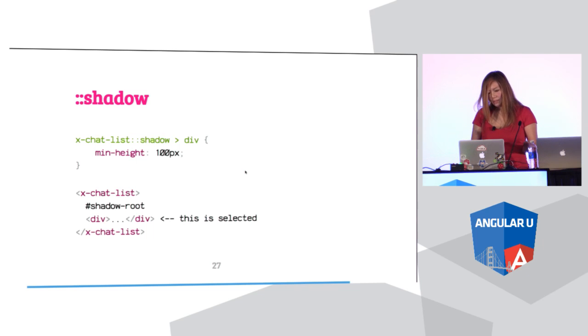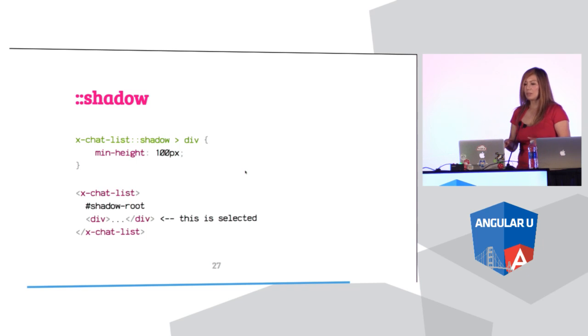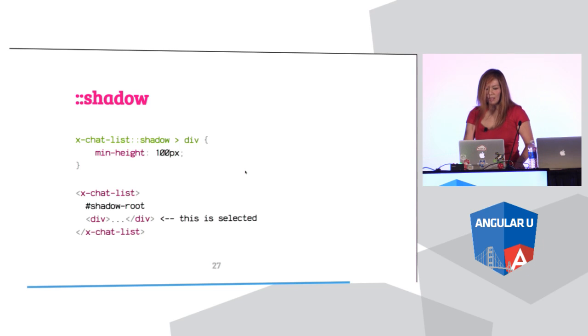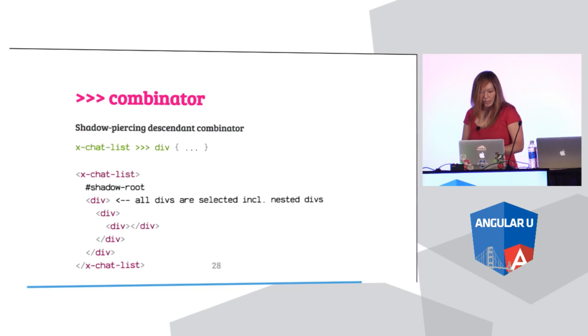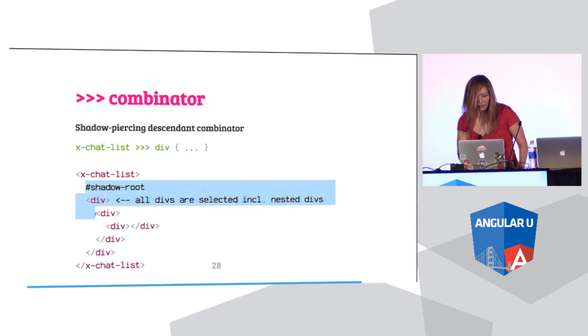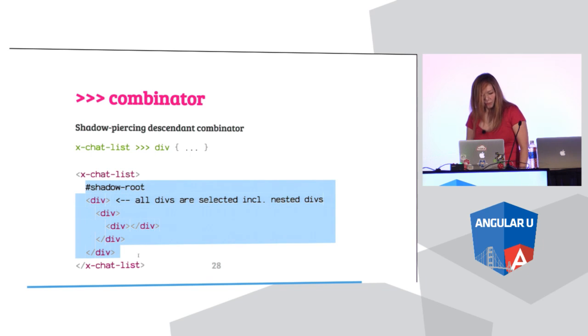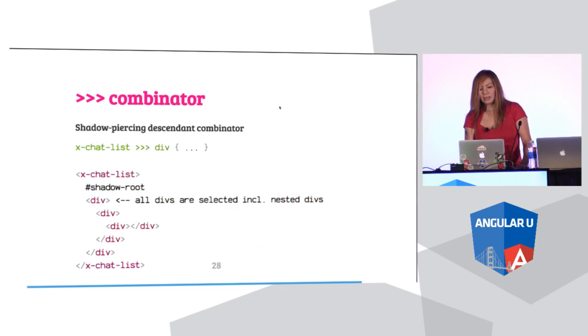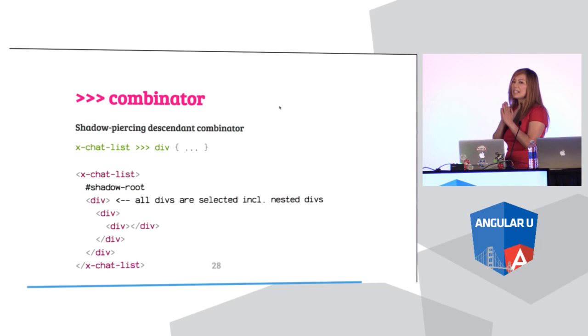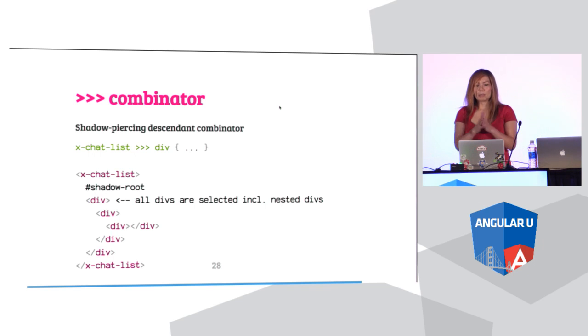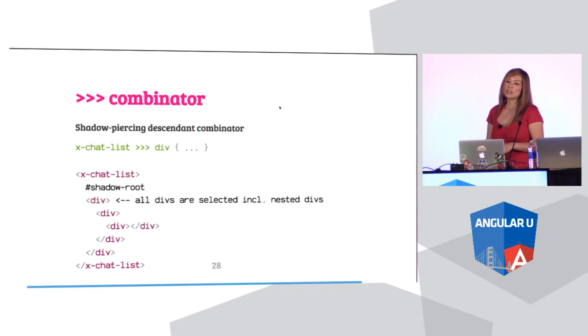But when you want to actually select everything inside of this shadow root, like go deep inside, you use the shadow-piercing descendant combinator. That lets you style everything inside, like nth level, as deep as you want. This is sort of new. Everything I'm talking about here, especially for the CSS, is really new. The specification is not done yet, so it's not in a recommendation state. To be honest, this specification is changing pretty much daily.